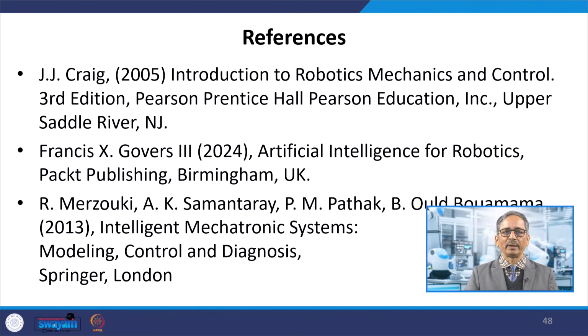So here are the references. The first one is the textbook by J.J. Craig, Introduction to Robotics: Mechanics and Control. This I am going to use for the first part, that is the robotics part of the lecture. The other one is another popular and recent book by Grover, on artificial intelligence for robotics, and the last reference book is written by me and my colleagues on intelligent mechatronic systems. These are the broader textbooks. For the individual lectures, I'll be giving the references separately in that lecture itself if anything more is needed.